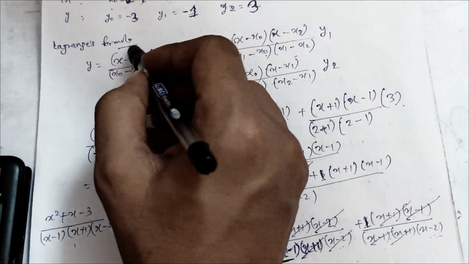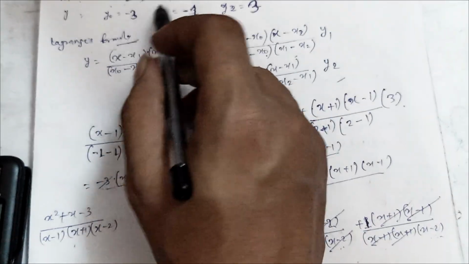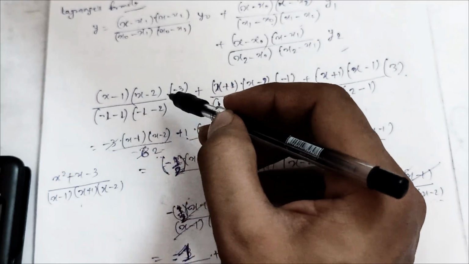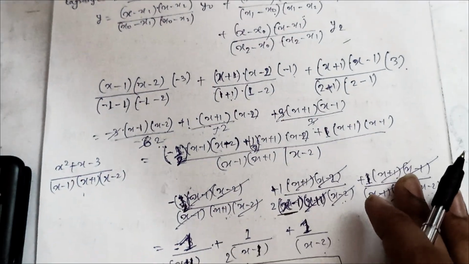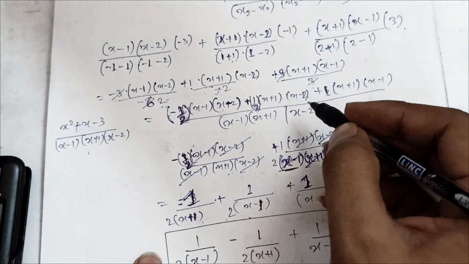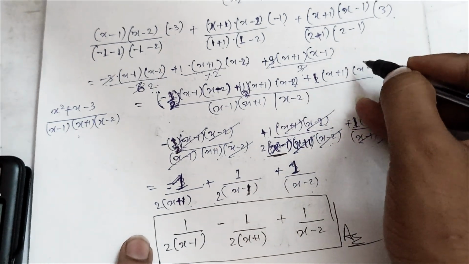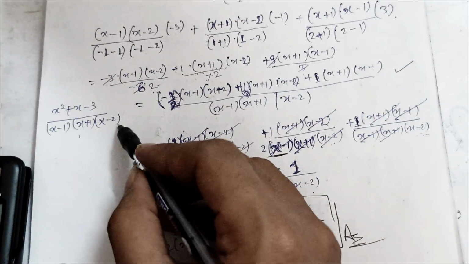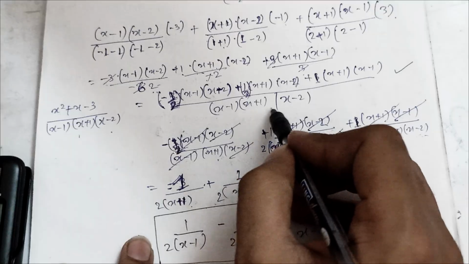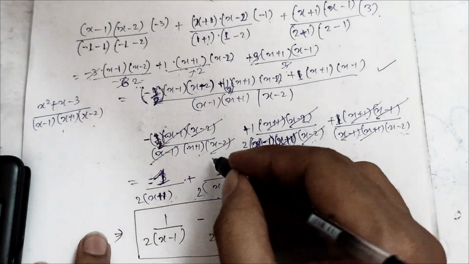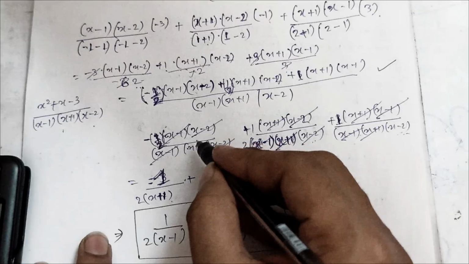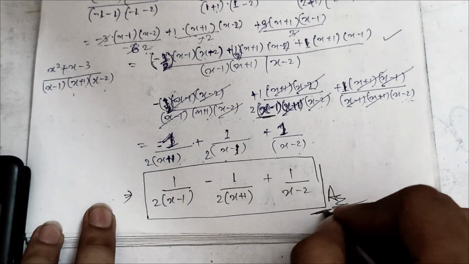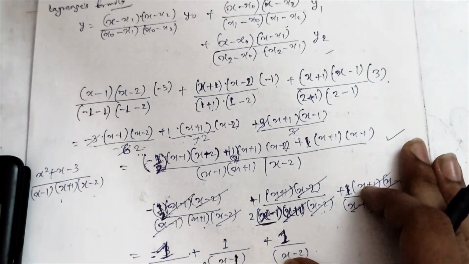Then we use the Lagrange formula. After writing the Lagrange formula for the three terms, we put all these values for x naught, x1, x2, and y naught, y1, y2. Then we evaluate all these values, and after evaluating we get this value till here, and then we compare it with the original function and divide it by x minus 1, x plus 1, and x minus 2. Then after cancelling each term, we get this, and after arranging we get the final answer. So that is all about the Lagrange formula.